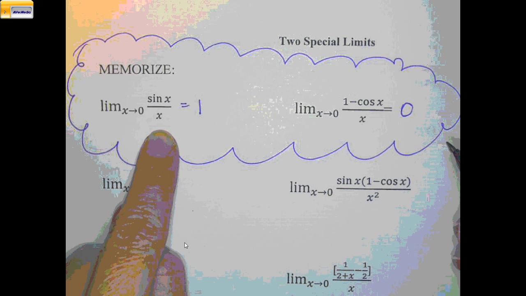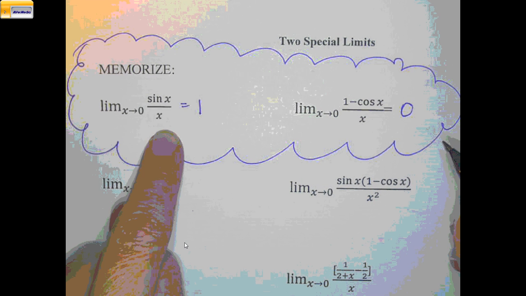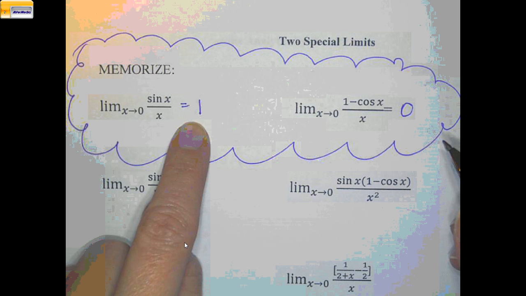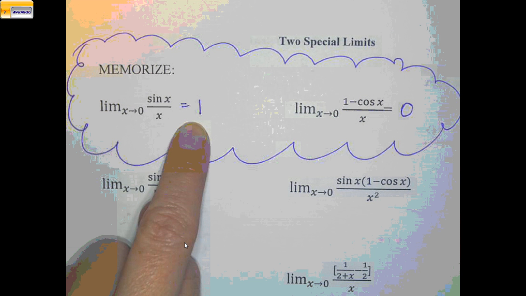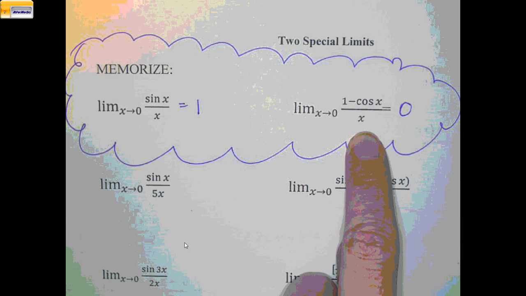Then we have 1 minus cosine of x. Notice it's not cosine of x minus 1. 1 minus cosine of x over x is 0. Keep those in mind, and let's scooch down and look at our examples.